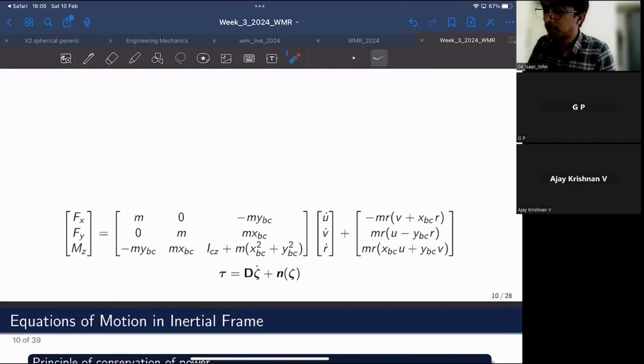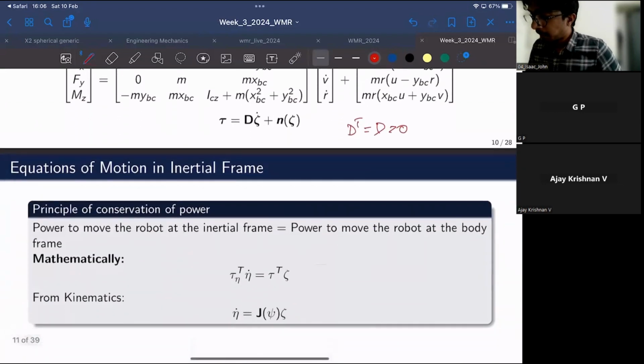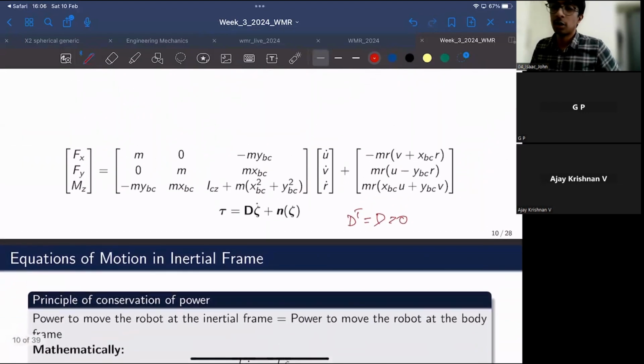And if you have observed, you can also see that this mass matrix D is symmetric, so D transpose is also D. It's a positive definite matrix, and also a symmetric matrix. That is also what we have covered in this lecture.